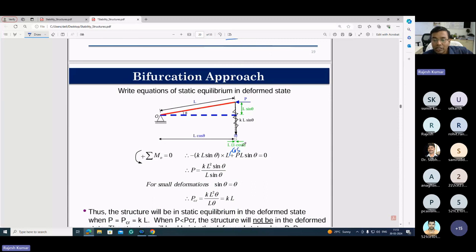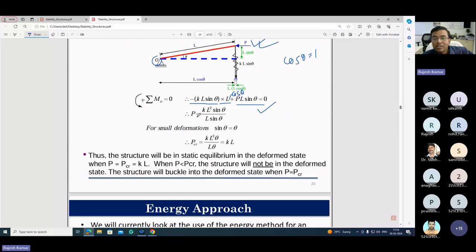Okay, L cos theta. But for a small deformation, cos theta becomes equal to 1. So now, minus KL sine theta into L cos theta plus PL sine theta due to axial load. So these are the equations we will get for a steady equilibrium about O in the deformed state. Please solve this: P is equal to KL square sine theta by L sine theta.